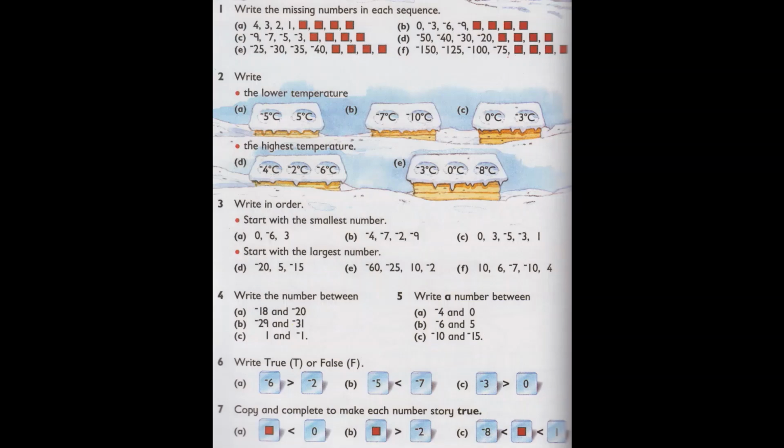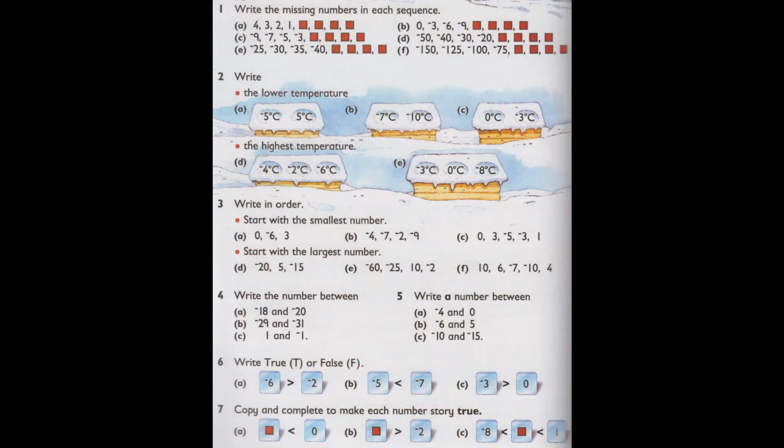Let's look at number 6. Very straightforward. It just says write true or false. So you can write T or F here and just tell me if it's true or false. So again, on a piece of paper, if you're doing it on paper, just write 6A and just write T or F here for true or false. And do the same thing for B and C as well.